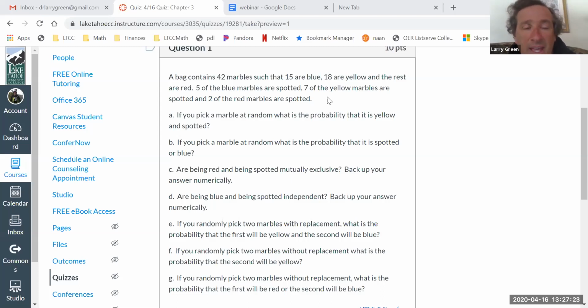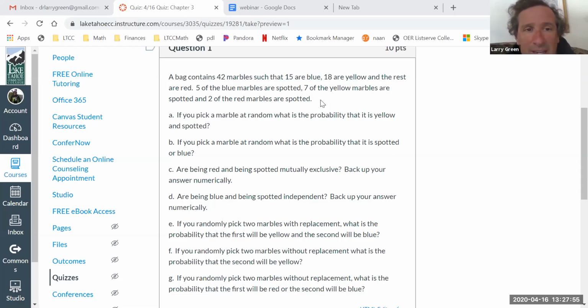Okay, then 5 of the blue marbles are spotted. So of the blue, we have 5 spotted. And then we have 7 of the yellow ones are spotted. So the yellow, 7 spotted. And then we have 2 of the red marbles are spotted. So of the red, we have 2 spotted. Okay, I'm writing all that information down, and you should also, because we're about to scroll down and then we're not going to be able to see the question anymore.